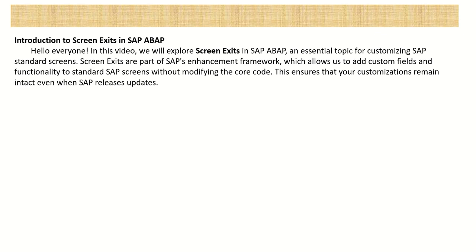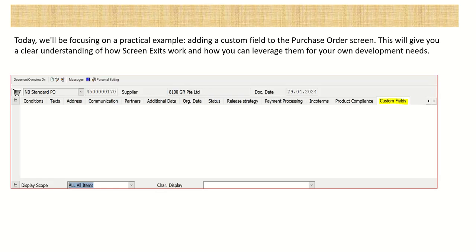As the name indicates, screen exits allow us to add custom fields and functionality to a standard SAP screen without modifying the core data. This means that whatever standard fields are available, we'll use as they are, and we'll add our own fields in that. We'll focus on a practical example of adding a custom field to the purchase order header screen.